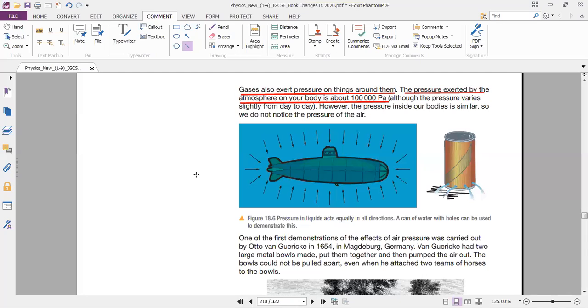And the pressure inside our body is also the same. Inside and outside, similar pressure. That's why we do not notice it. We do not notice this high pressure. Otherwise, 100 kilopascal is a very high pressure, but we do not notice because inside and outside the pressure is equal, because we live in the atmosphere, and atmosphere means we are always inside gas. Gases are everywhere, inside our body and outside our body. And the gas gives equal pressure inside and outside.